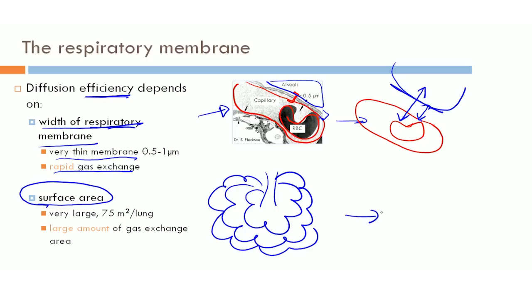If we lose some of these alveoli, and we have a fewer number or larger alveoli with less of them, it decreases the surface area available for gas exchange and therefore limits the exchange that can take place.